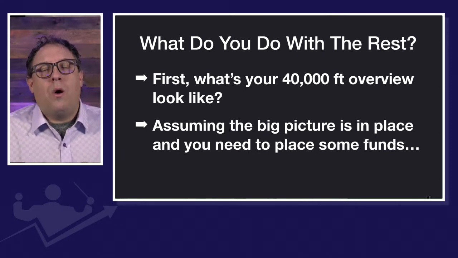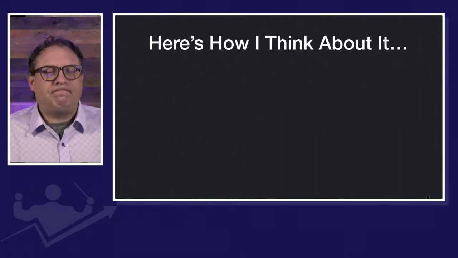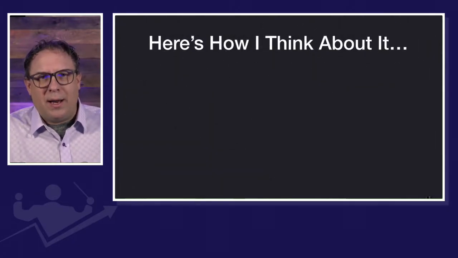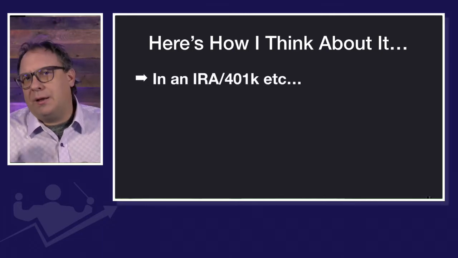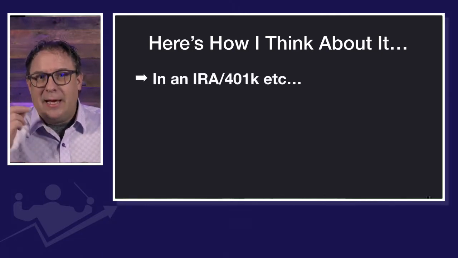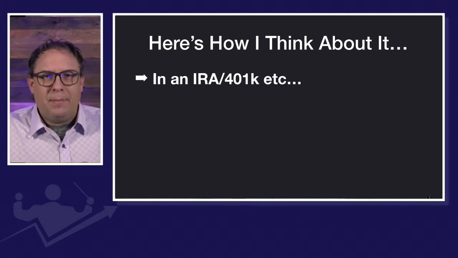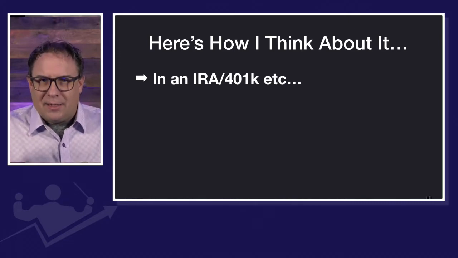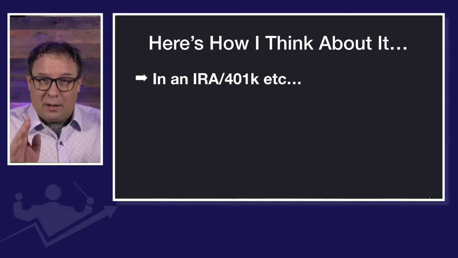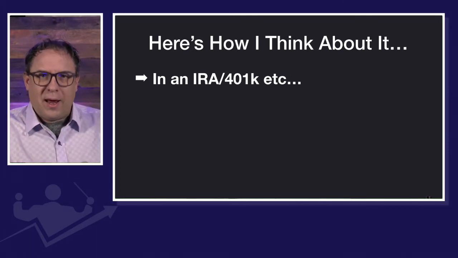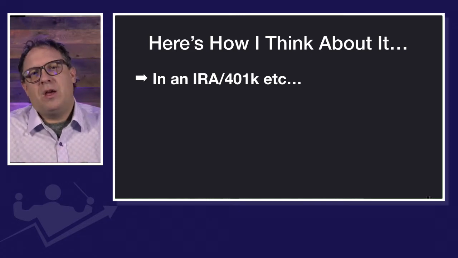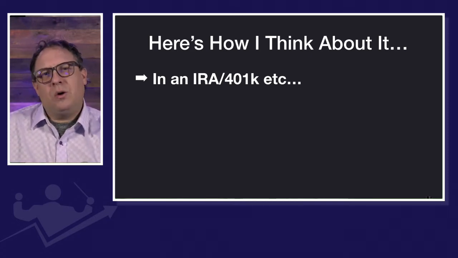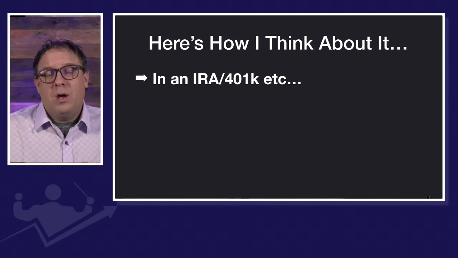So here's how I think about it. What I'm specifically going to talk about right now is inside your IRA, inside your 401k, your retirement account. How do we want to place that money? This is separate from your active trading account. I really want to clarify that, because your active trading is one style, one phase. That's going to be really aggressive stuff. With your retirement account, you don't want to be as aggressive, but we still want it to grow. So how do we do that?